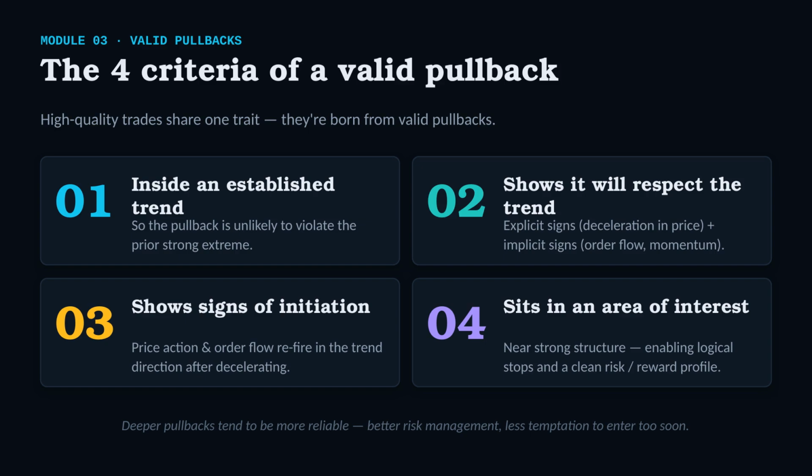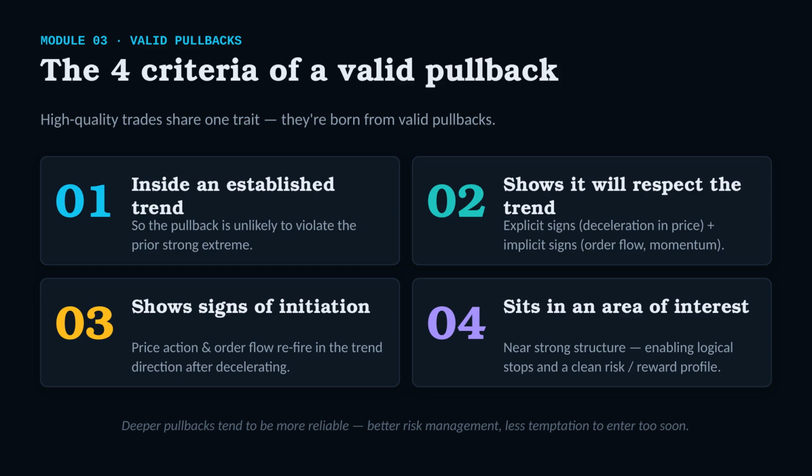Explicit signs are visible in price action alone, such as obvious deceleration as the pullback approaches its end. Implicit signs cannot be seen in price alone. Order flow patterns and momentum live in this category. Number 3, a valid pullback provides explicit and implicit signs of initiation after it has shown signs that it will respect the trend. So first it decelerates, then it refires in the direction of the trend. Order sequence matters here. Number 4, a valid pullback occurs in an area of interest, meaning a place near strong structure. The reason is risk.